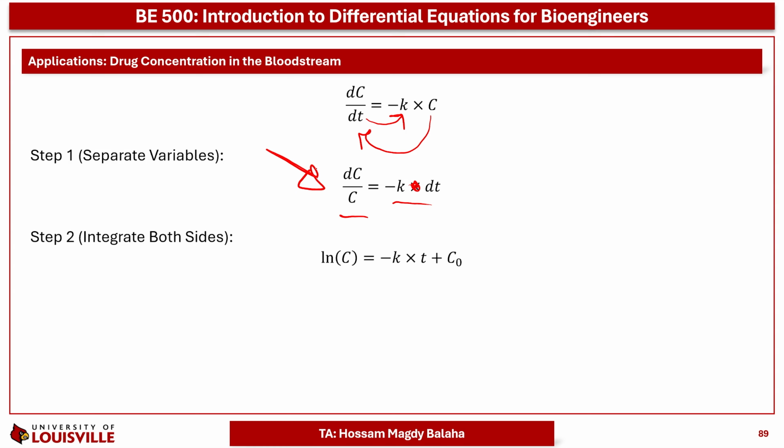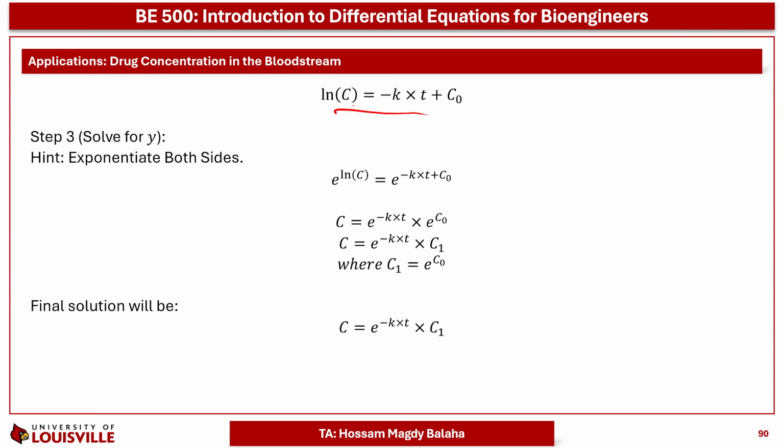Integrate both sides. The integration of 1 over c will be ln c. The integration of this will be negative kt plus c naught. We use c naught because we already have another c here, so to differentiate between the concentration and the constant, we put a constant c naught. Now we have an equation. To get rid of the ln, simply apply exponential to both sides, so the exponential of the left side equals the exponential of the right side. This will cancel each other.